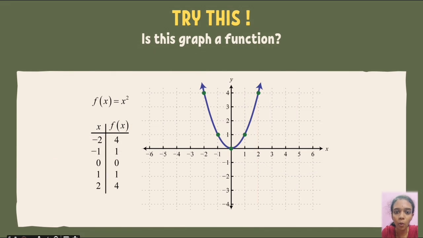Now take a closer look at this graph and find whether this graph represents a function or not using the vertical line test. Give it a try. We'll discuss the answer together in just a few seconds.